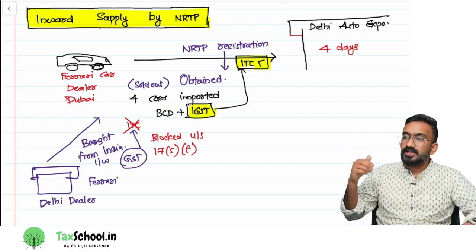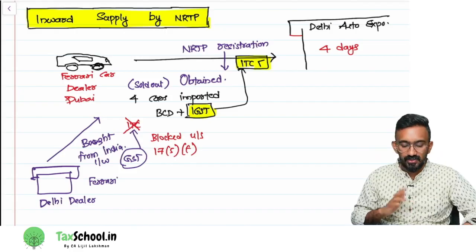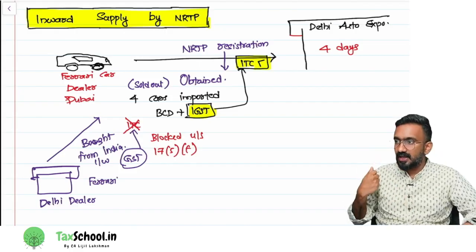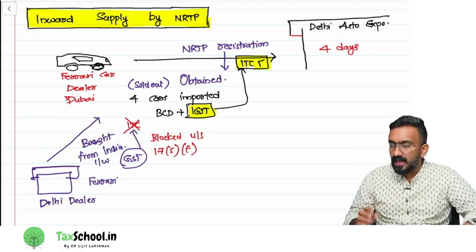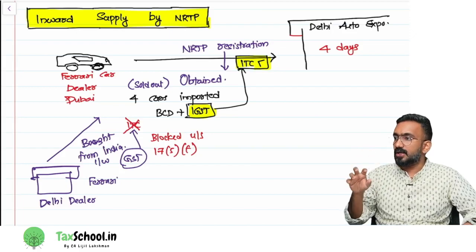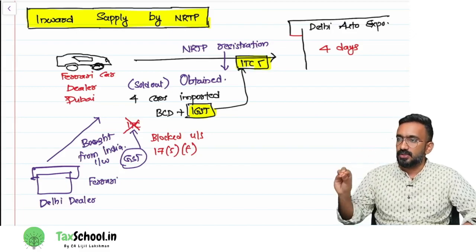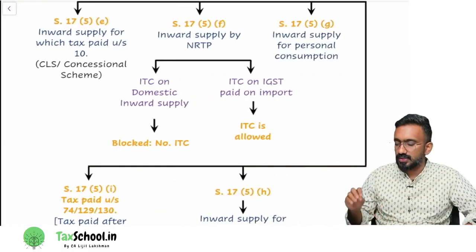However, in 2 days, he sold all the 4 cars. There are 2 more days, and he has already paid the rent for the exhibition. So he decided to purchase another 4 Ferrari cars from a local seller in Delhi. Can he take the input tax credit on the GST paid on the purchase of Ferrari cars from the local Delhi seller? The answer is no. That is blocked under Section 17 subsection 5 clause F.